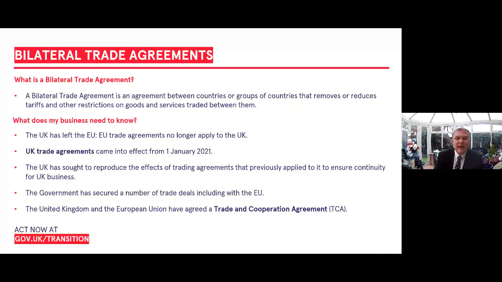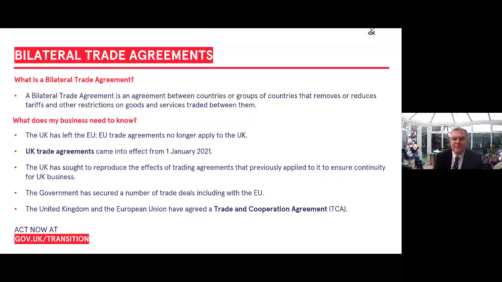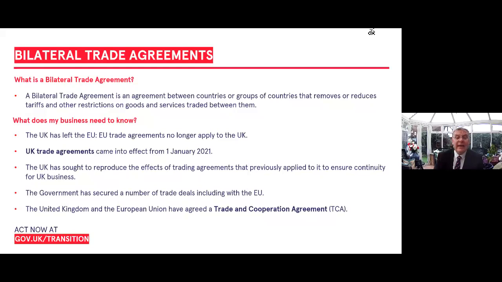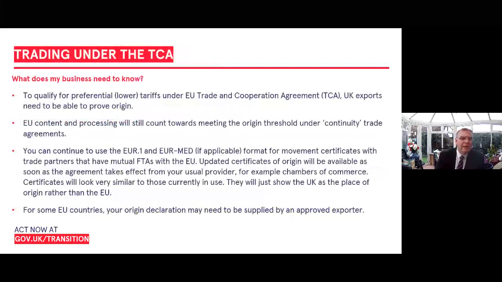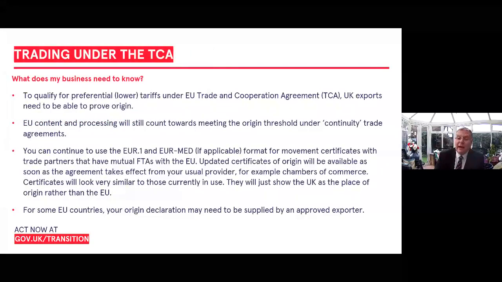The United Kingdom and the European Union have agreed a trade and cooperation agreement, also known as the TCA. Since leaving the EU on the 31st of January 2020, the UK has also launched negotiations with other major trading partners. This next section will cover trading under the TCA.